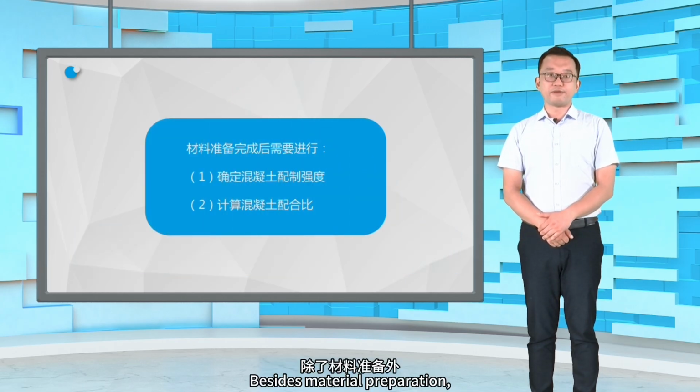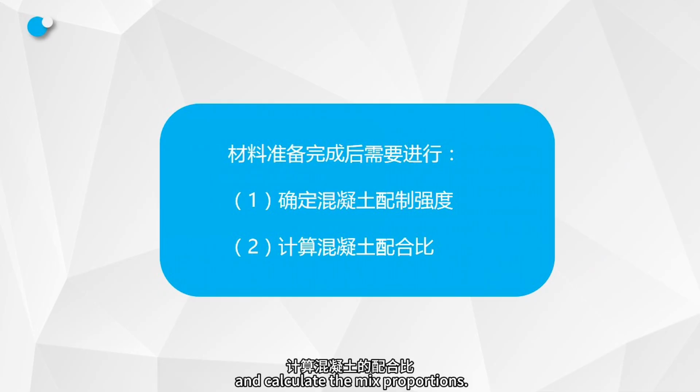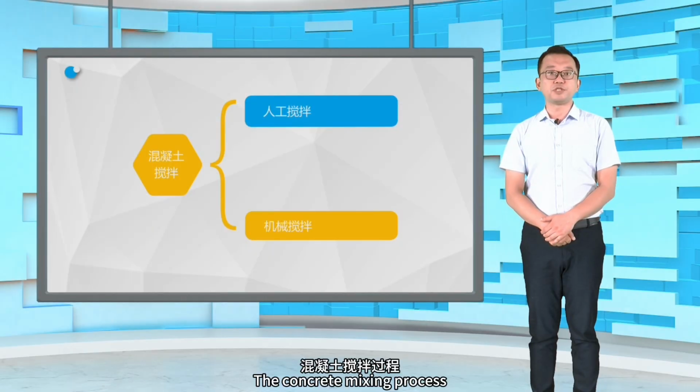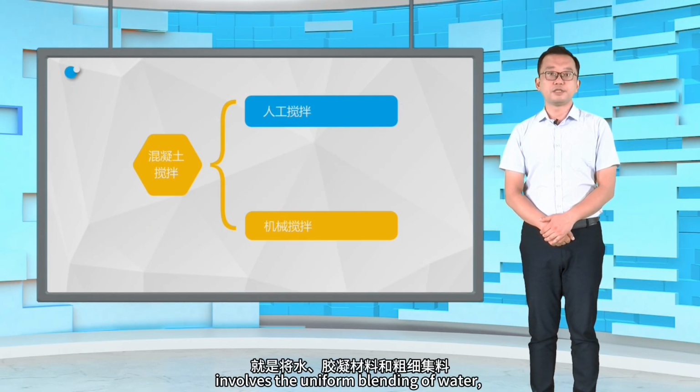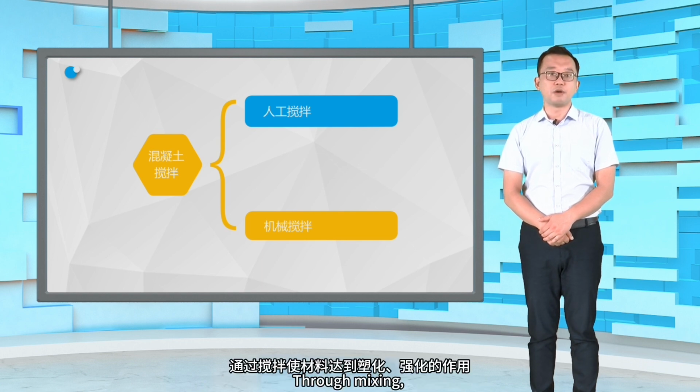Besides material preparation, it is also necessary to determine the concrete's target strength and calculate the mix proportions. When designing the mix proportions, the target mix strength must exceed the design strength, in accordance with the code for ordinary concrete mix design. Next, we move on to concrete mixing. The concrete mixing process involves the uniform blending of water, cementitious materials, and aggregates to achieve a homogeneous mixture. Through mixing, the materials are plasticized and strengthened.